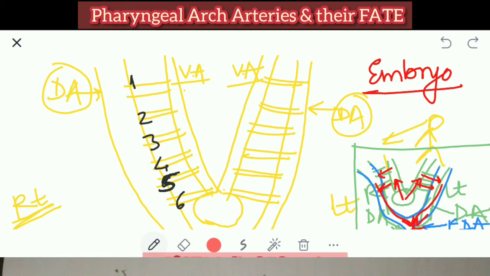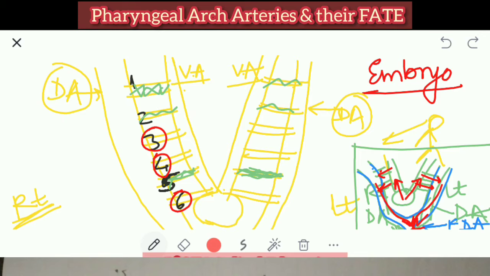Now to this main, bigger diagram, over a period of time these arteries regress. The regressed ones I will show in green color. This first arch artery regresses on both sides. Second also regresses, and fifth regresses. Why this happened, how this happens? This is natural selection. And the leftover arteries, that is 3, 4, and 6, form some important structures.